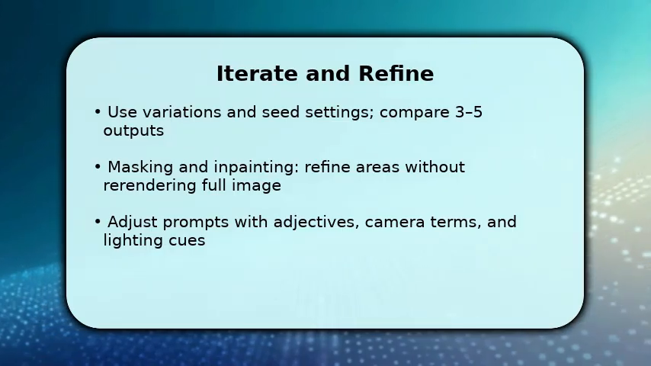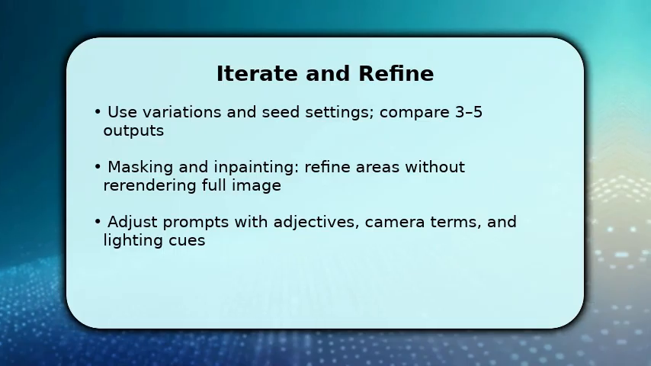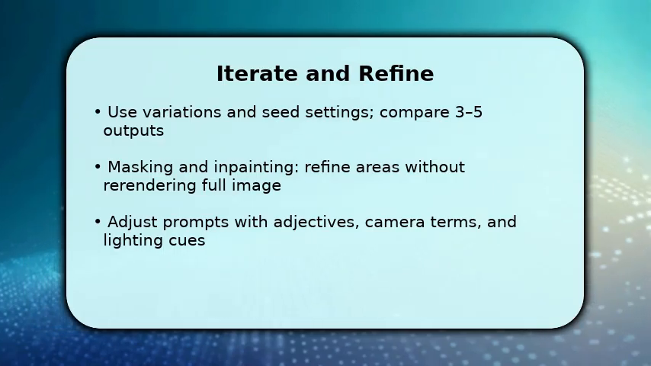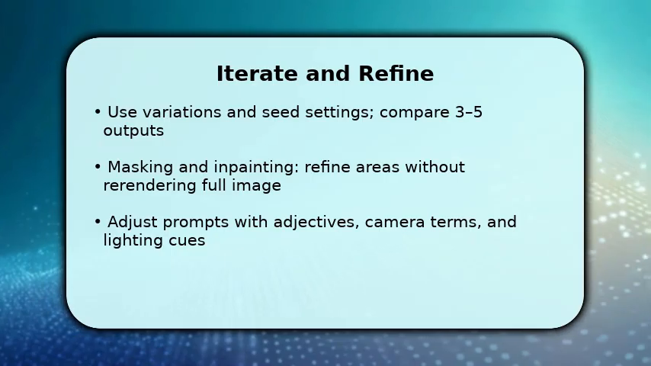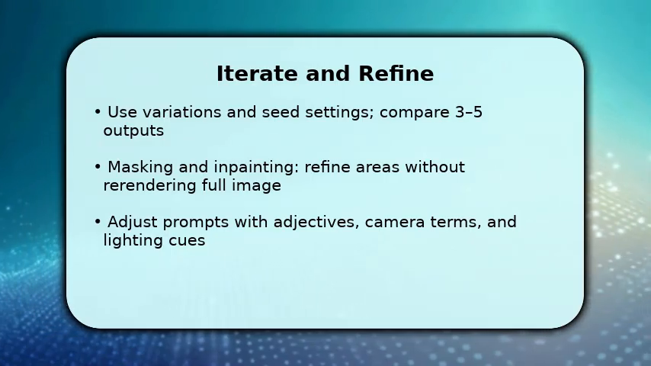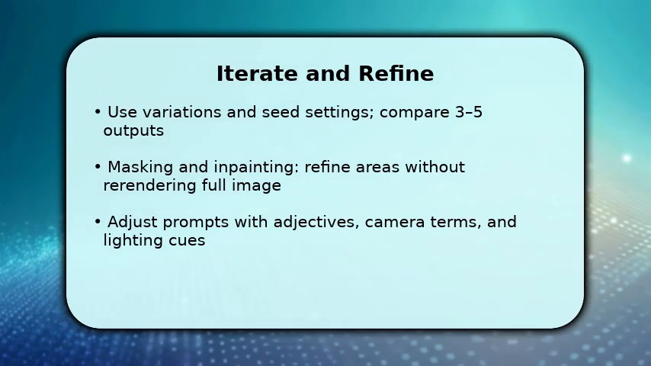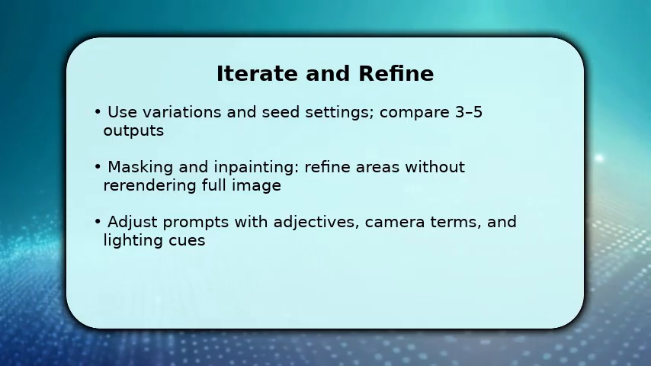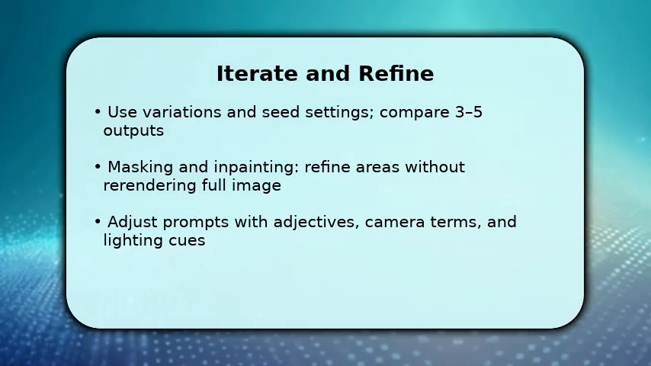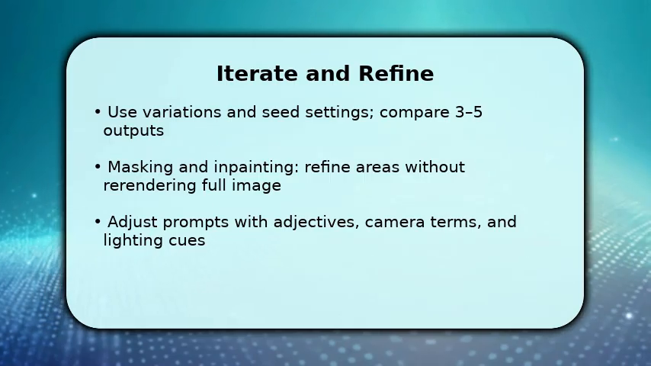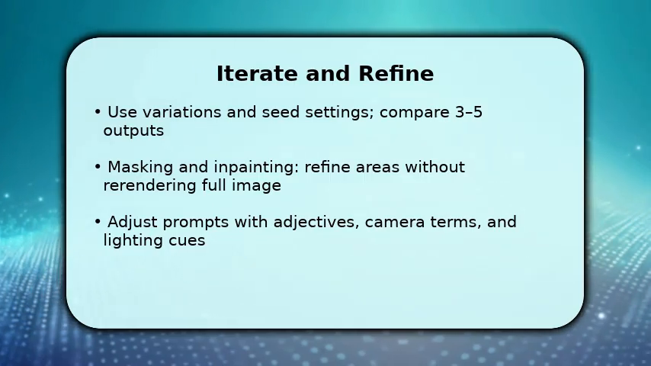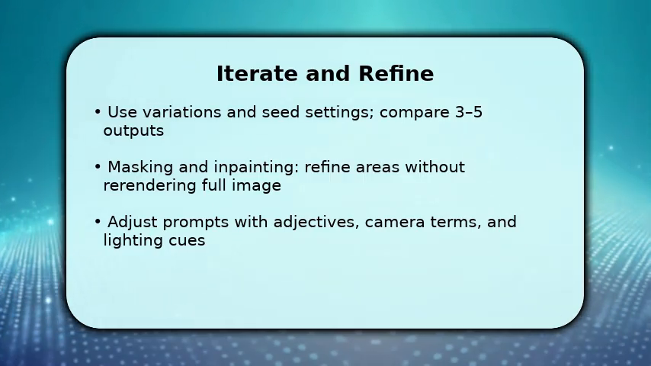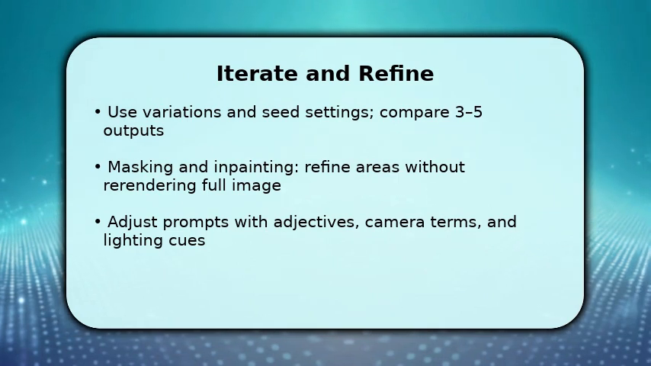Use masking or inpainting to change specific regions without regenerating the whole image, which saves time and preserves what you like. Learn to refine prompts by adding camera terms, lighting, and material adjectives so results match your vision. Make incremental changes and compare outputs side by side. When you see a promising direction, lock those elements and focus edits on the remaining issues for faster conversion.